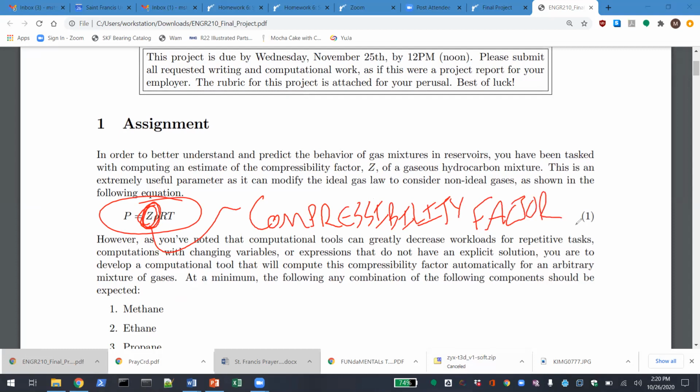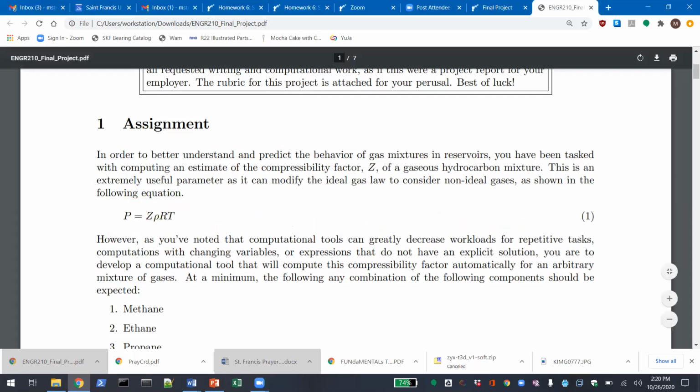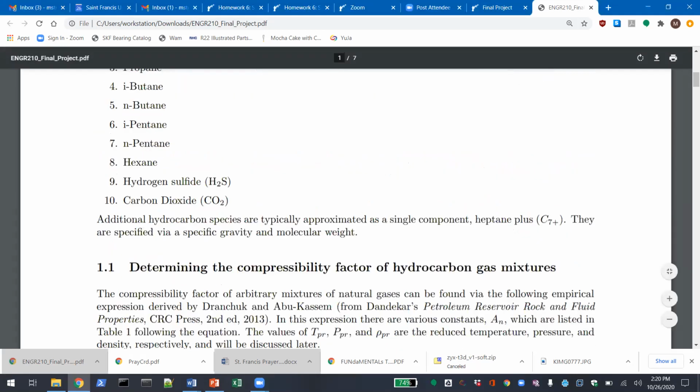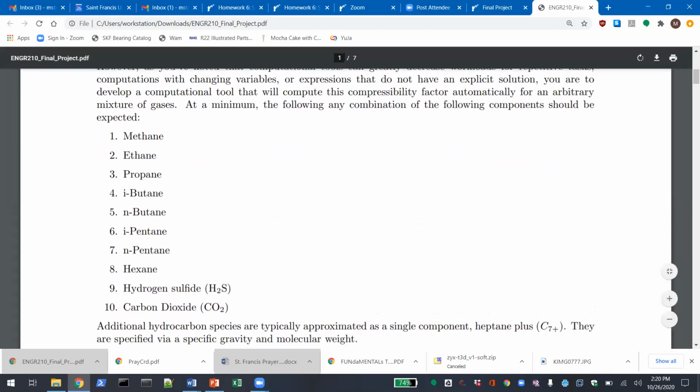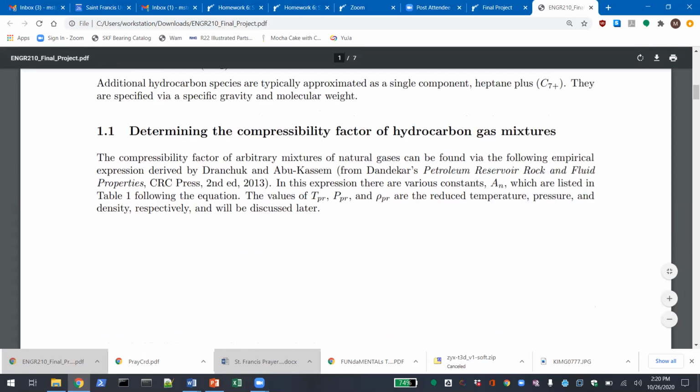That's pretty much the entire project, to compute that one value, right? Trick is that in order to do that, it gets complicated. So you do it for some combination of gas. We're going to talk about that in a minute here.